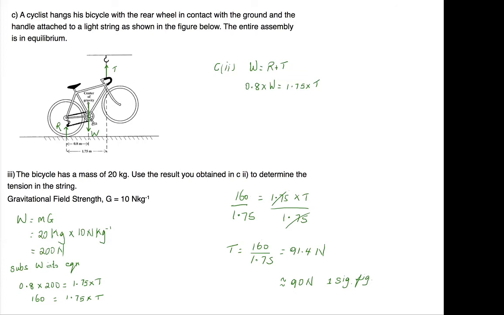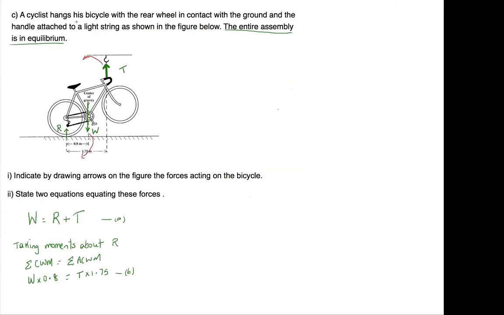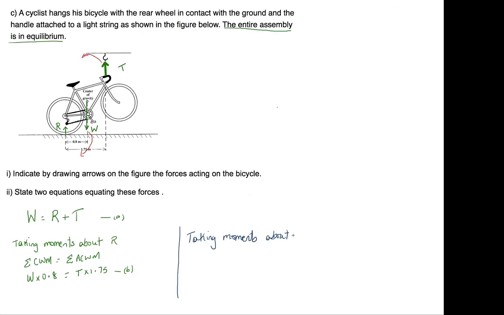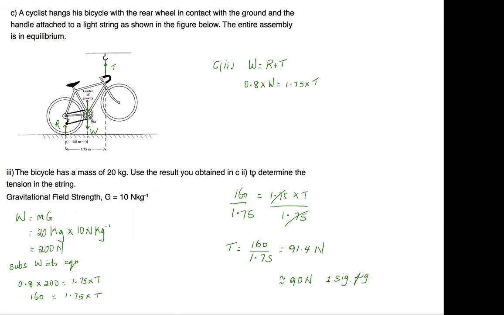Okay, I have a challenge for you. The challenge takes us back to the two equations. The principle holds if we take clockwise moments and anti-clockwise moments about the same point. So I want you to write what this equation would look like if you took moments about T. Okay? And then in the second part of this question, you're going to use your two equations to solve for what T is. Okay, so that's your little challenge. You can try it on your own.